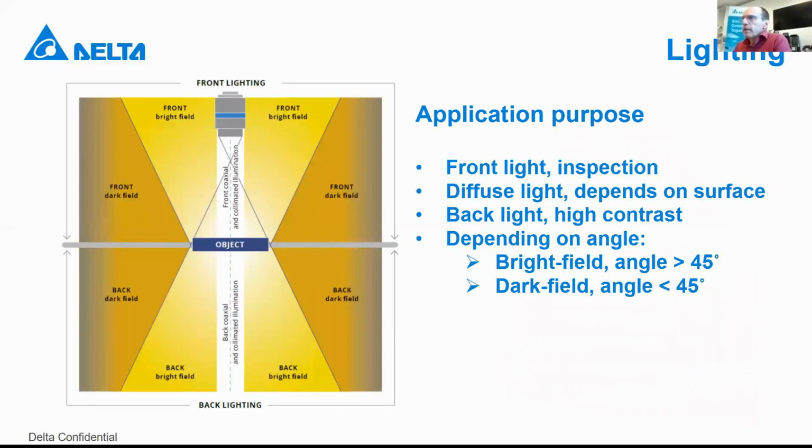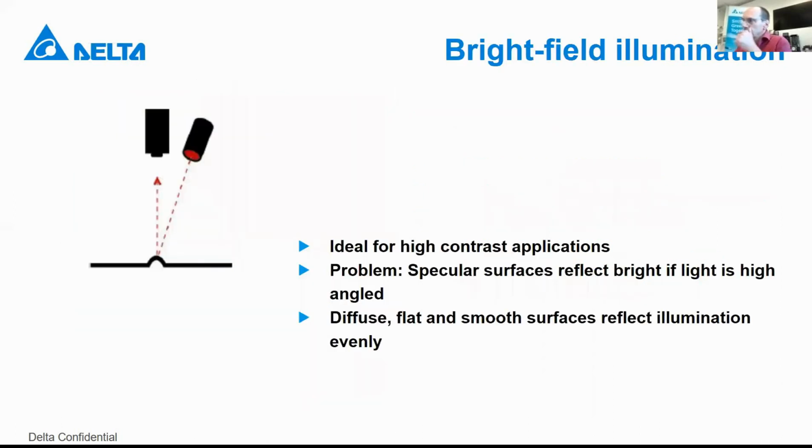If you have the camera at the top and the object in the middle, you see in this view where you are, in what kind of light you have: front bright field, front dark field, but also the back dark field and the back bright field section. Depending on where you are, you can use a different type of light to create a better contrast on your object. Bright field means the light is more or less in the same direction as your camera. You can think about a ring light, for example.